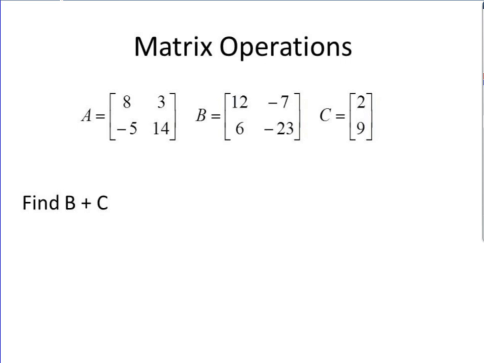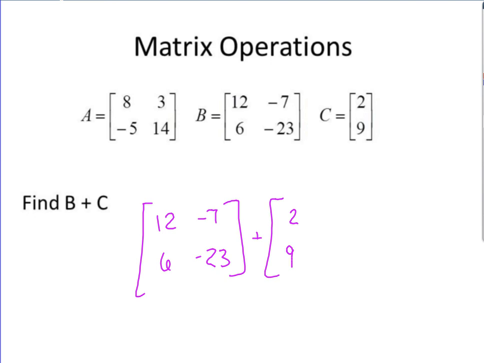This time we need to add. If we notice, the dimensions of the first matrix are 2 by 2. The dimensions of the second matrix, it has 2 rows, but it only has 1 column. Since the dimensions of these matrices are not the same, this one is not possible.